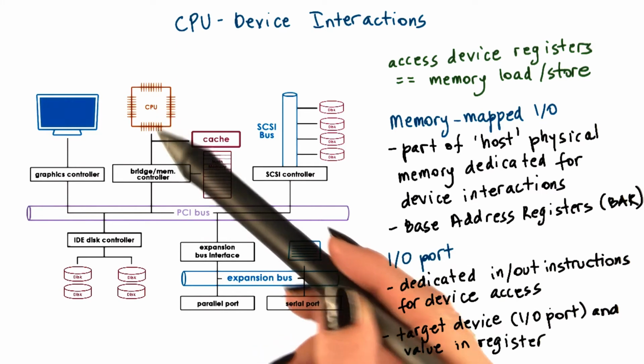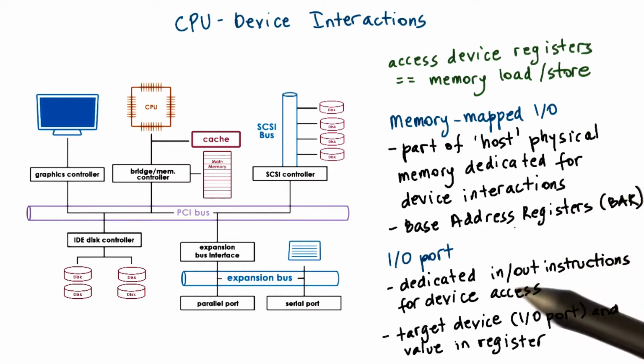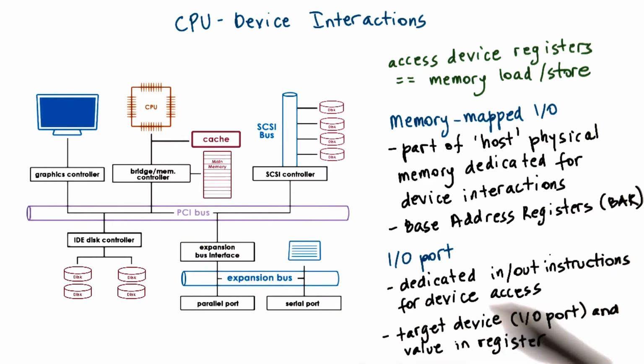In addition, the CPU can access devices via special instructions. For instance, on x86 platforms, there are special in-out instructions that are used for accessing devices. Each of the instructions has to specify the target device, so the I/O port, and some value that's going to be stored in registers. That's the value that needs to be written out to the device or the value that will be read out of the device. This model is called the I/O port model.